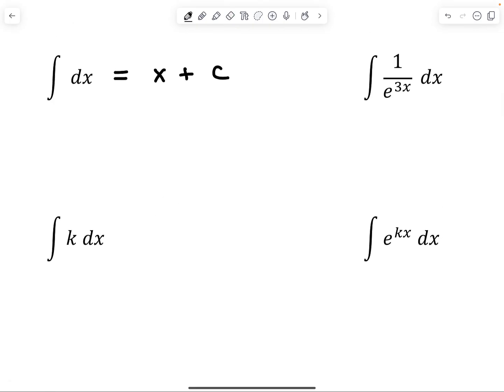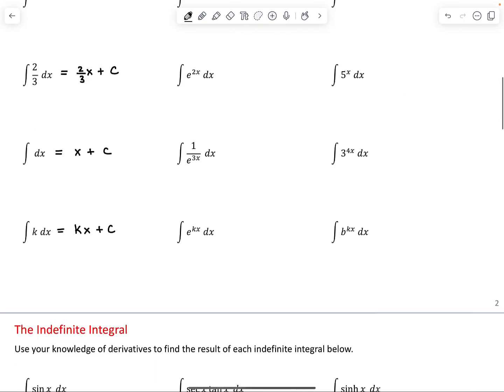So here's a general rule. If you have any constant here, the antiderivative with respect to x will be that constant times x plus c. Okay, next example.